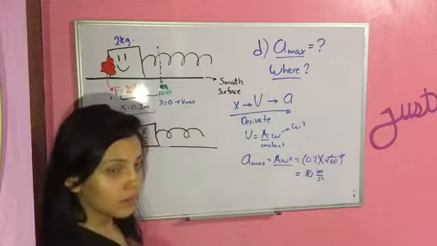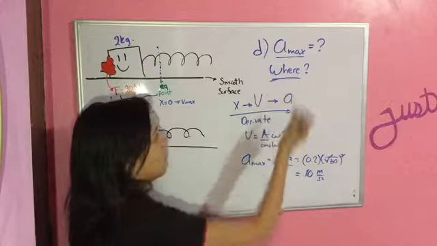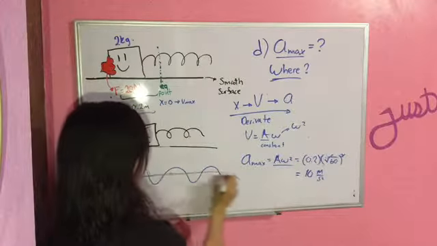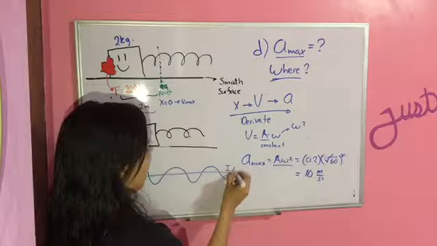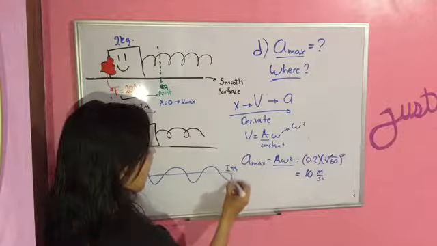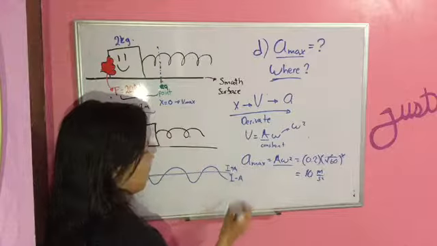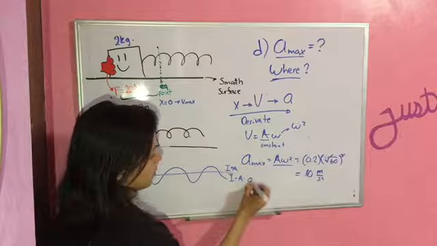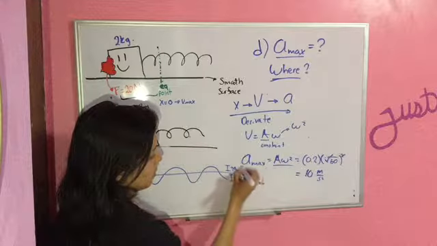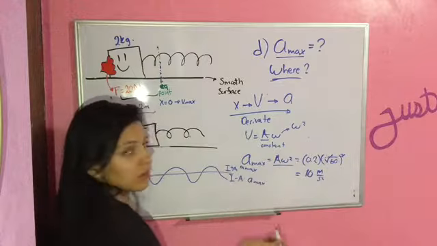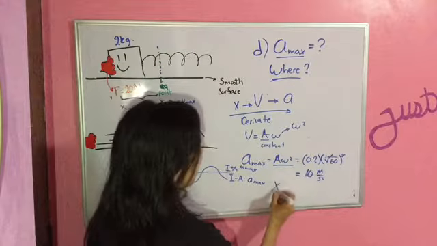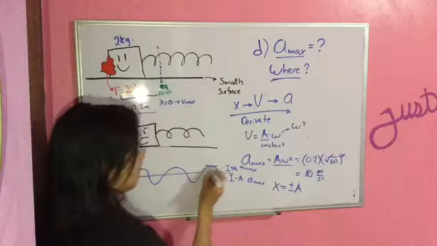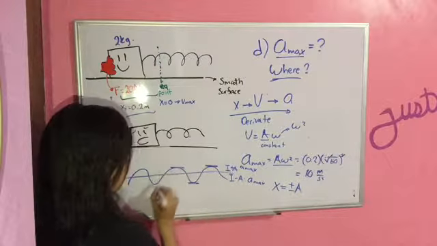Now, at what point is that acceleration of 10 meters per second squared achieved? So we know that the amplitude is the height of a wave. So the amplitude is the maximum point at which the acceleration can be at its maximum. So we achieve the maximum acceleration at plus or minus the amplitude.